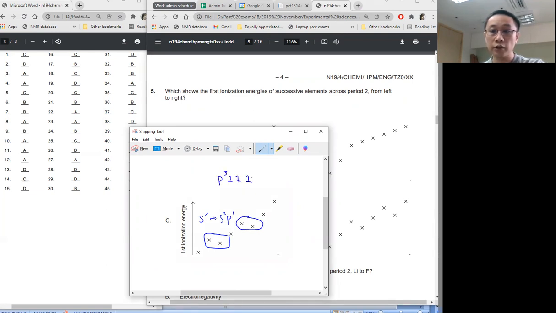A P3 configuration has no paired electrons, while a P4 configuration has. In the P3 configuration, everything is unpaired. And in the P4, paired electrons will experience more repulsion, which makes it easier for you to kick. You only need to supply less energy because the internal repulsion will help you get the job done in kicking the electron.